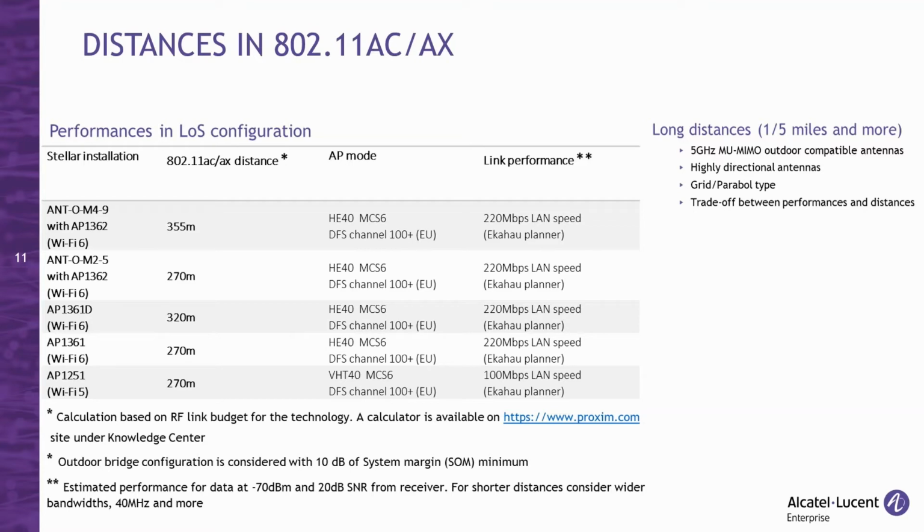For very long distances, the use of MIMO antennas available on the market is always a possibility. They must be 5 GHz MIMO compatible, highly directional, and of the grid or parabolic type.